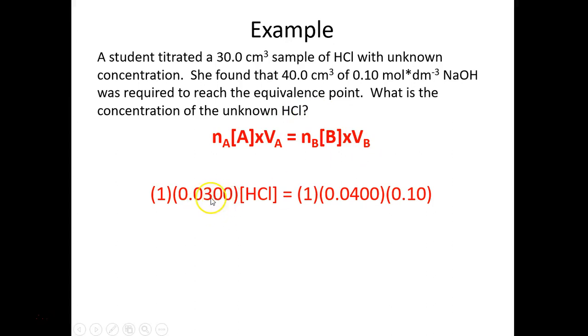Make sure to convert the cubic centimeters into cubic decimeters. Now, just so you know, when you're calculating concentration, it doesn't really matter because the volumes will cancel out anyways, the units of volume. But it's easier just to always convert to cubic decimeters. That way you don't have to figure out when. Because when you're calculating for volume, then you would need to convert them. All right, so when we solve for the concentration of HCl, we get 0.13 mole per cubic decimeter.